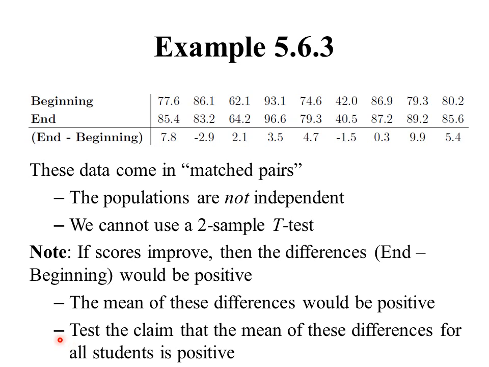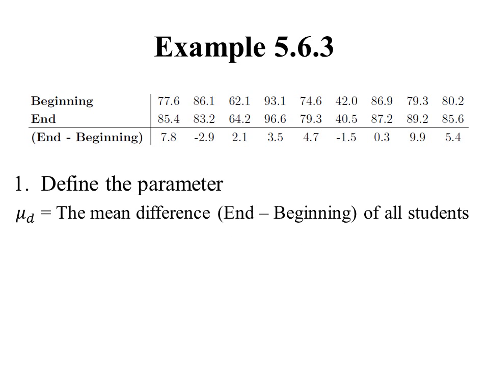And notice here that we use this word "all" because we're interested in the large population of all students, not just the 9 students in our sample. Okay. So let's start setting up our hypothesis test. We'll talk about the details here in a minute, but the first step in any hypothesis test is to define the parameter. So the parameter that we're going to use here, we're going to denote mu sub d, and it equals the mean difference of end minus beginning of all students.